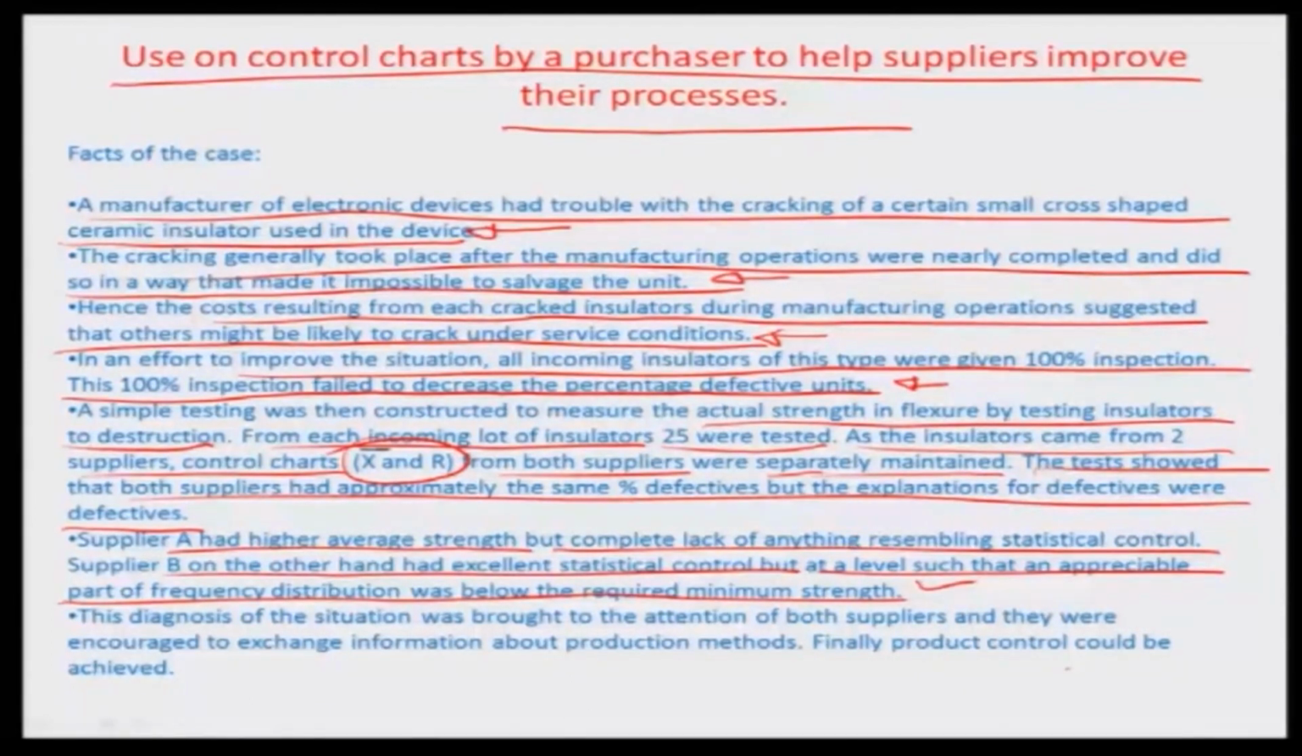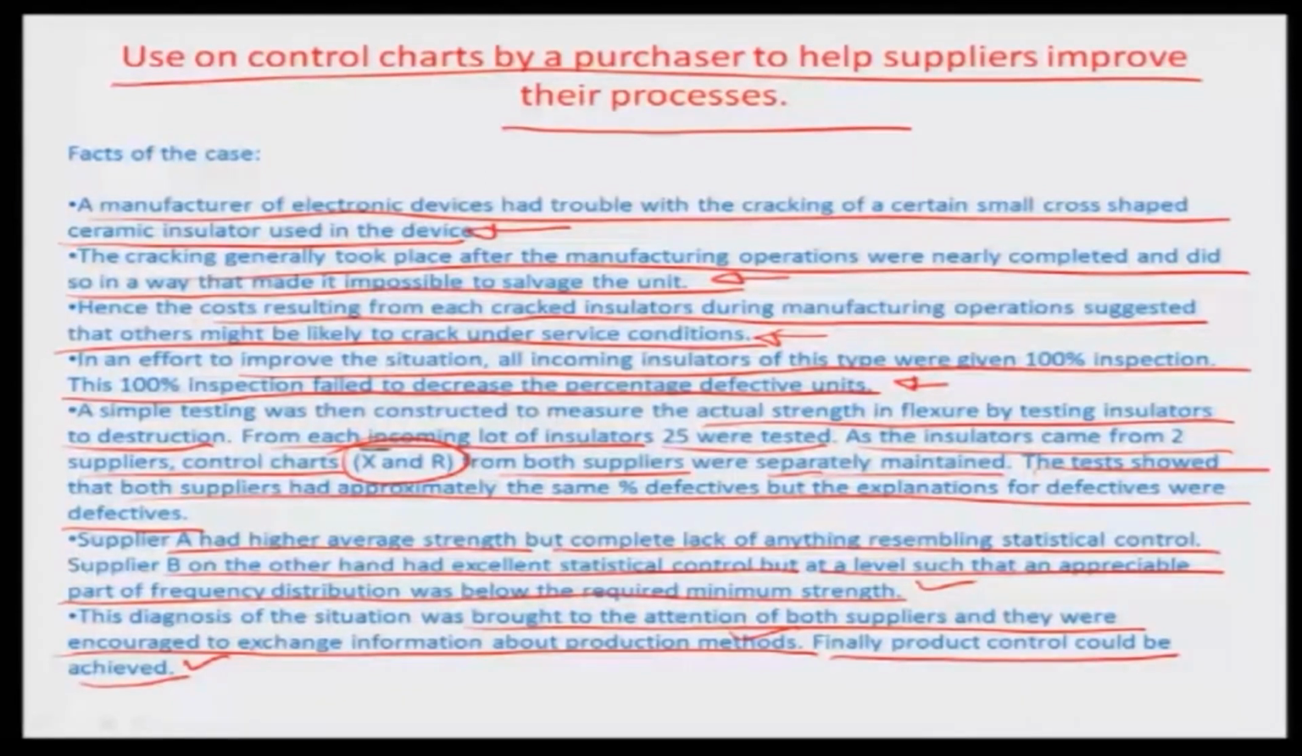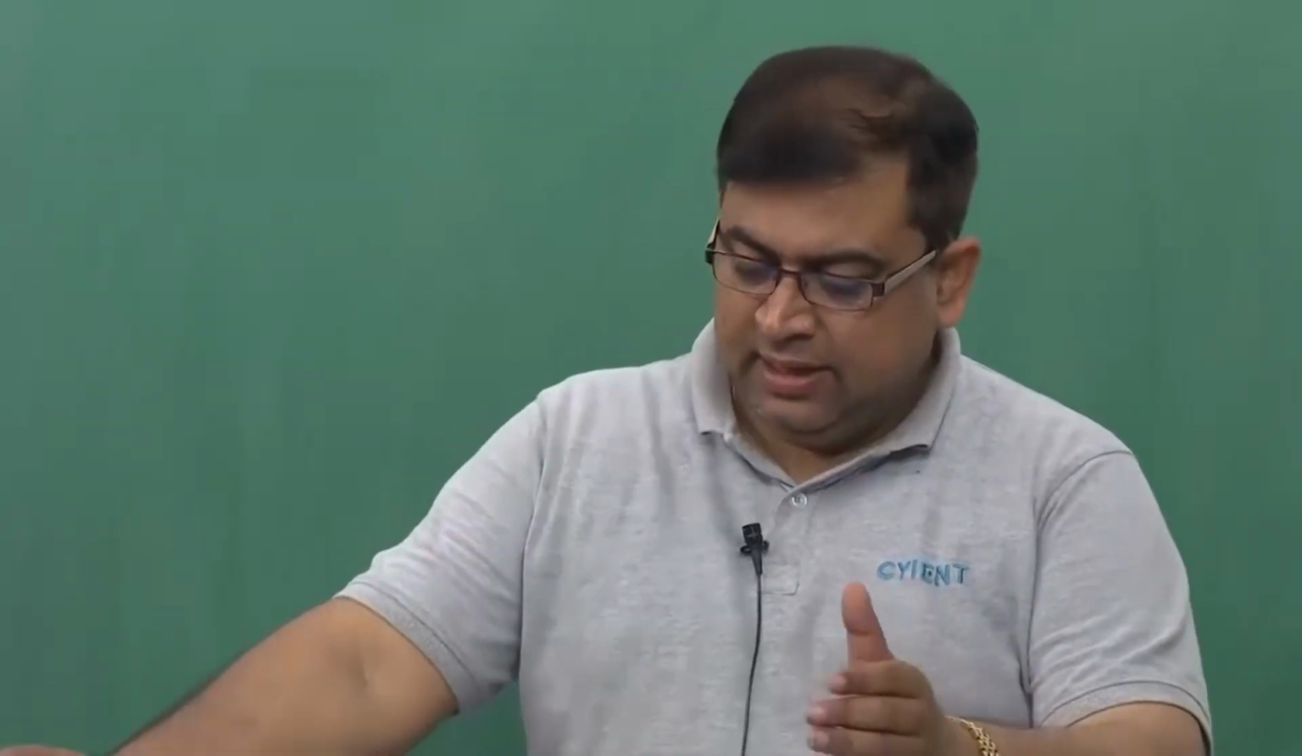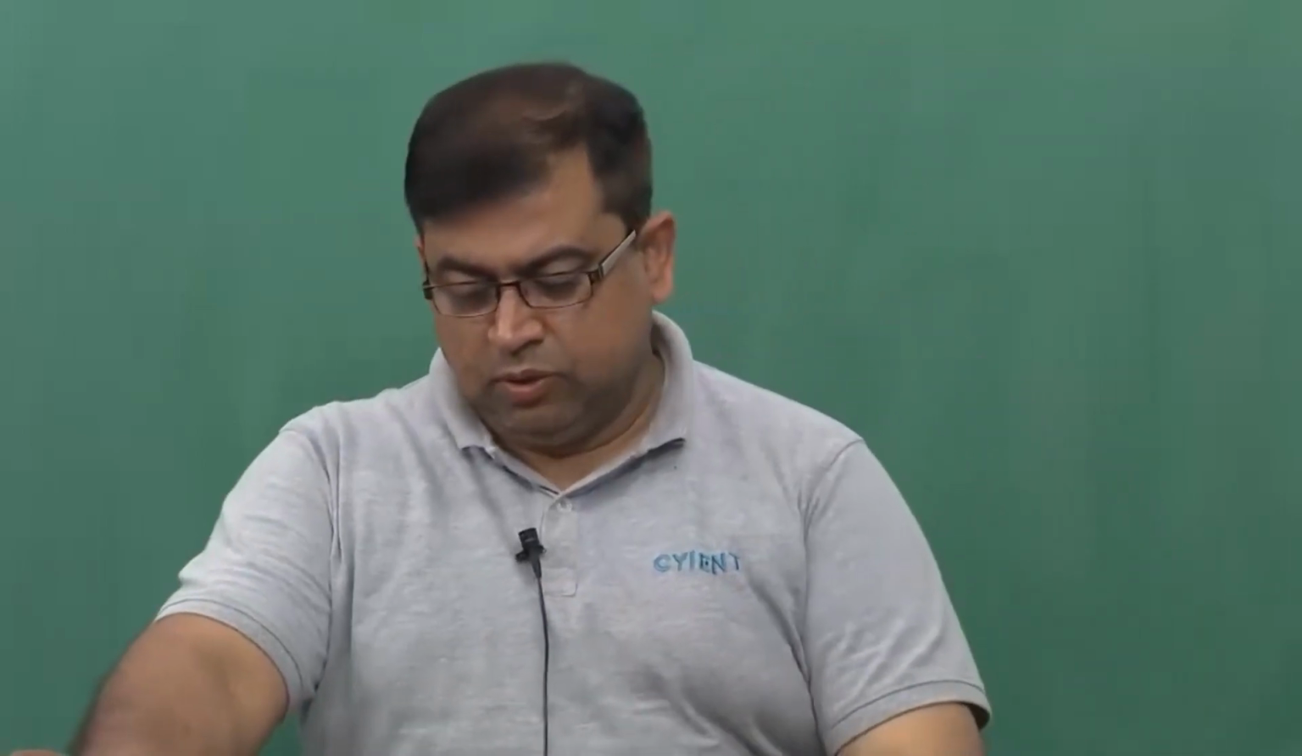So this diagnosis of the situation was brought to the attention of both suppliers, and they were encouraged to exchange information about production methods, and finally product control could be achieved. So it shows how control charts were used for checking the defects, which were actually alternating between the two manufacturers, and they were simply exchanged so that each could have better control of their processes and learn from each other's strong points.